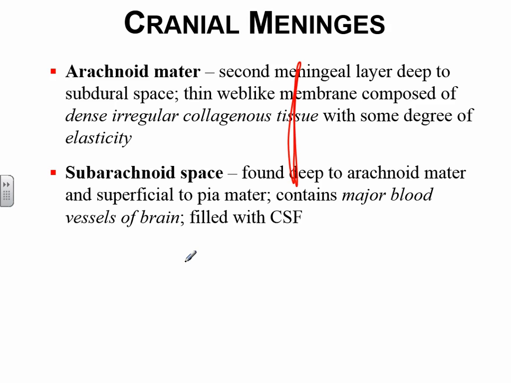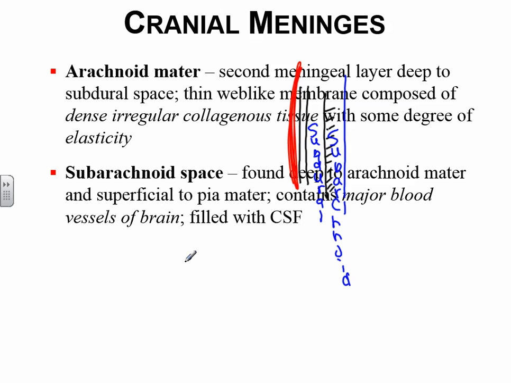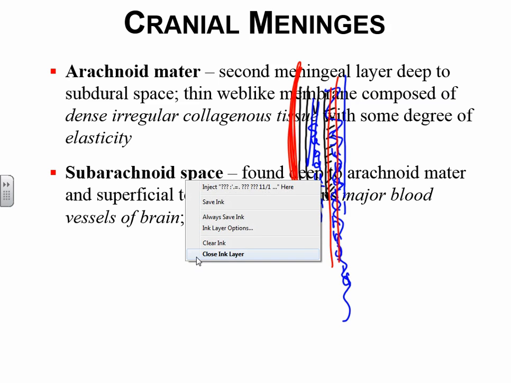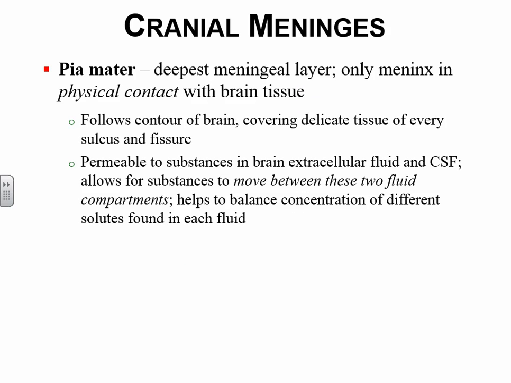So I have bone first, a two-layered dura mater, then a subdural space, then a thin web-like arachnoid mater that gives me a subarachnoid space, and this is where my shower water is located. Unlike subdural, where I only have a thin layer of serous fluid. In here, I'm going to have my veins, but in here, I'm going to have a lot of your major blood vessels. Then the last layer is the pia mater.